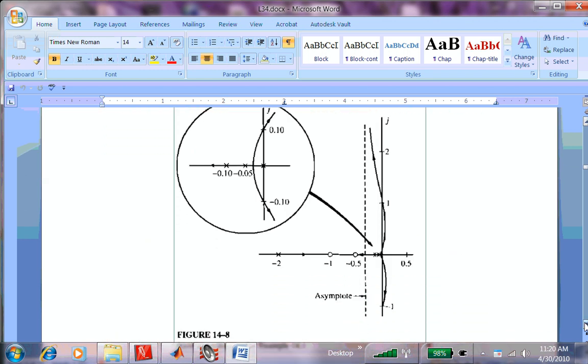Can you see that? There is a blowout of that particular region. And what do you see there? So here, these are the poles. It's coming and crossing here. Right? So there is a particular value of Kp that corresponds to this point, because it goes to there. Right. That is this point.